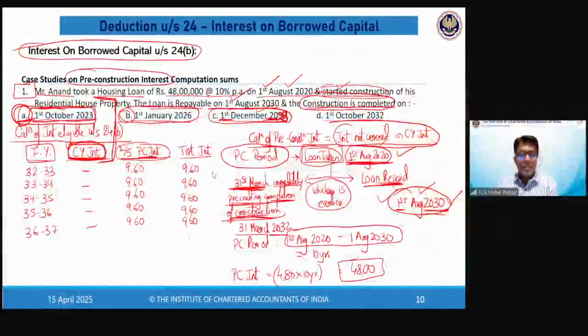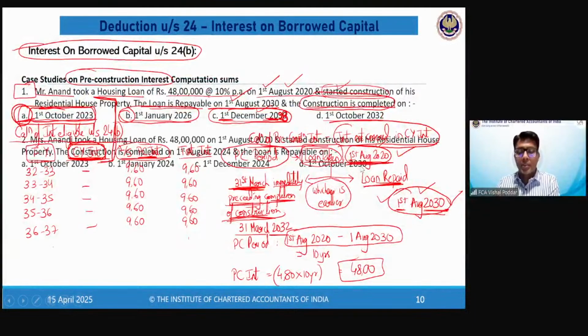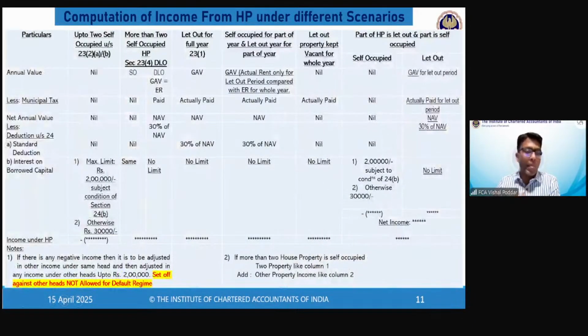So students, if this is absorbed, let us go to this. Now, what is this? This is your different case scenario that is possible under HP. What are these different case scenarios? Now, these different case scenarios are, first, either your property is self-occupied or your property is let out.